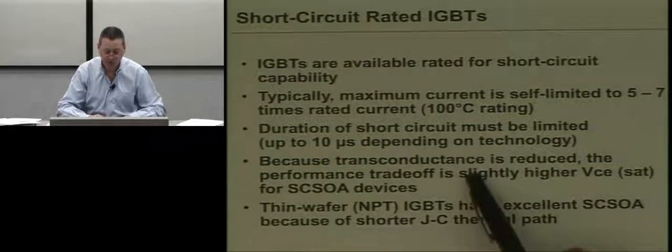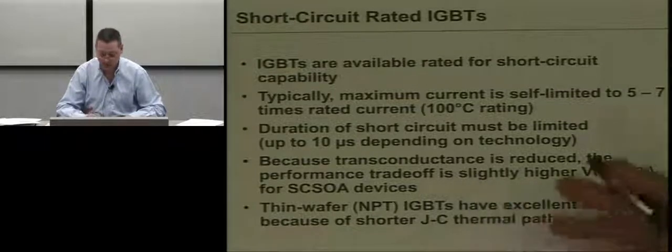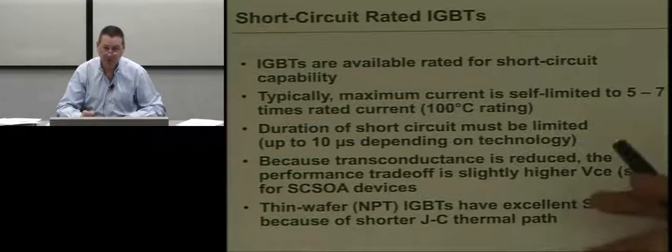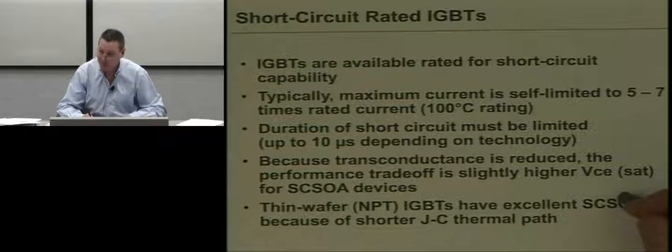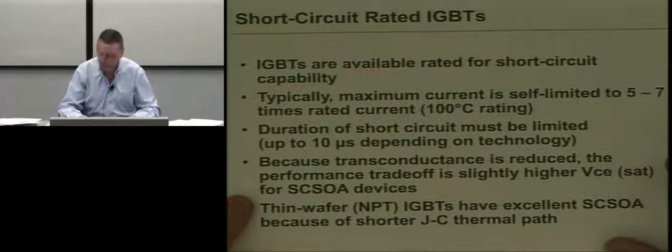But there's a penalty: to get that capability, you give up VCE saturation, so you end up with a 400 millivolt penalty. In other words, if you don't need short circuit capability, you get a more efficient device and better dissipation by using a device that isn't short circuit rated.